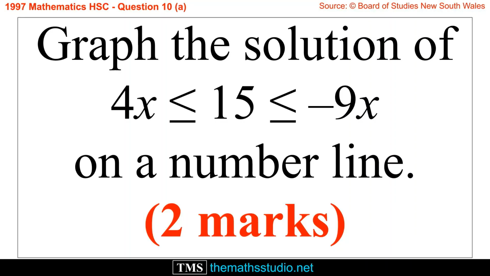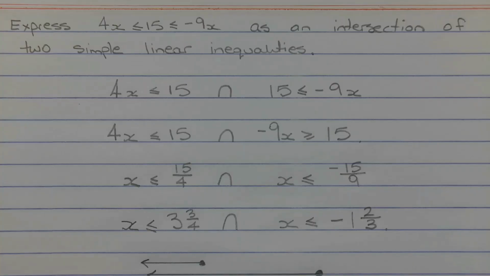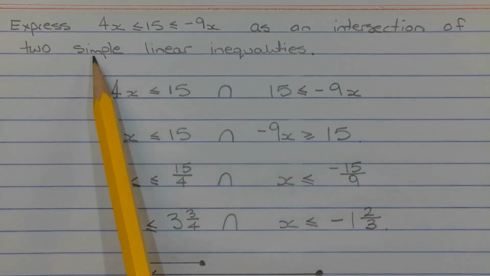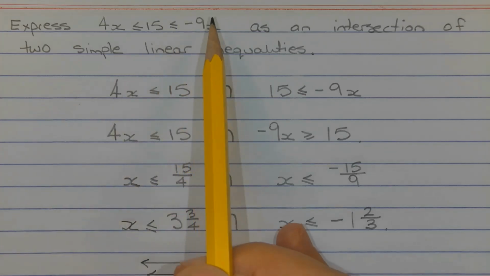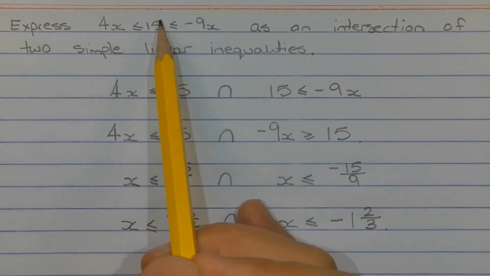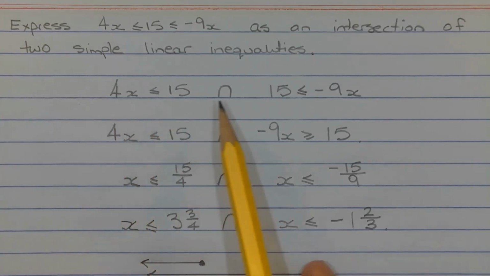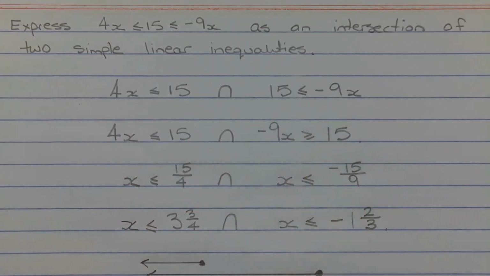Question 10, Part A. Graph the solution of 4x less than or equal to 15 less than or equal to negative 9x on a number line. The strategy is to express this three-way linear inequality as an intersection of two simple linear inequalities involving two terms each. So breaking this three-way inequality up, noting that 15 is a common term to both simple linear inequalities, we form this expression. We have the intersection of 4x less than or equal to 15 and 15 less than or equal to negative 9x.